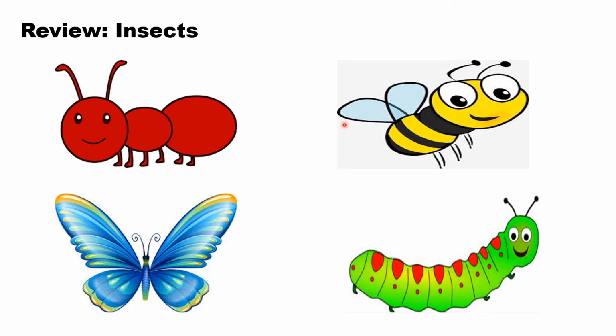Before we proceed, let us review your previous lesson, which is insects. Can anyone tell me what kind of insect is this? Yes, very good. Ant. How about this one? Bee. Good job. And the third picture? Butterfly. And the last picture? Caterpillar. Very good.